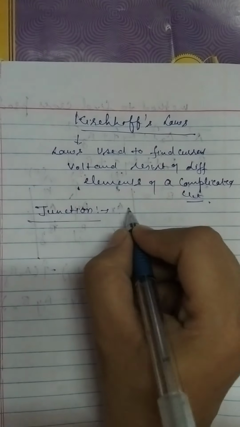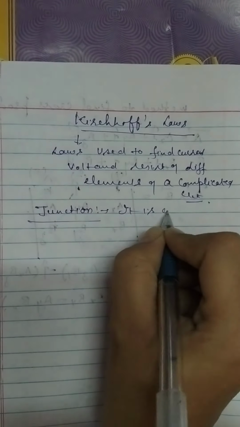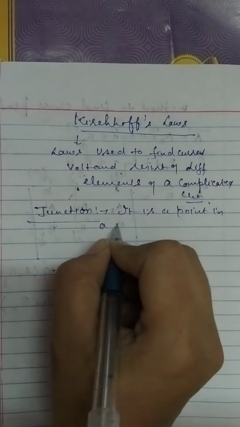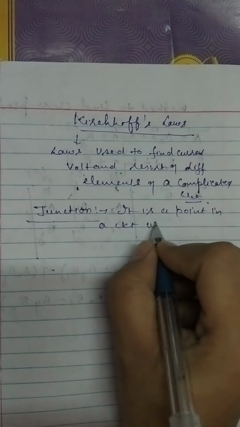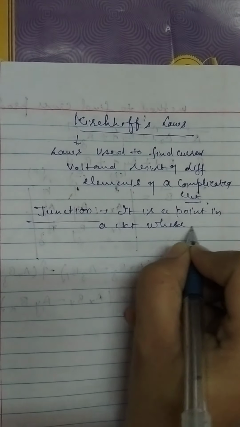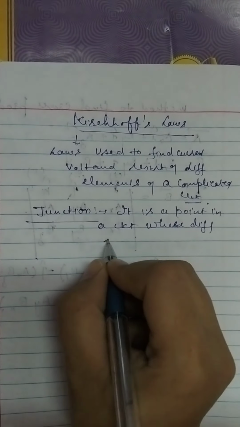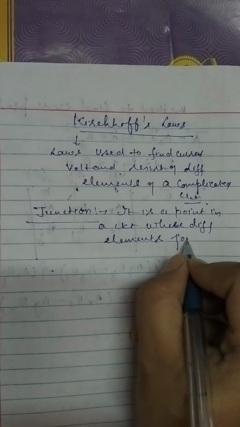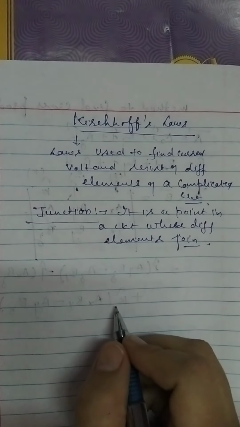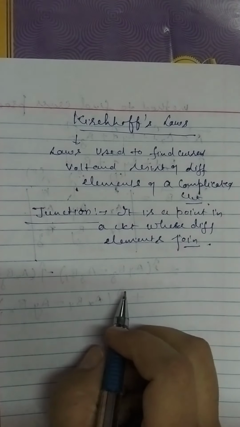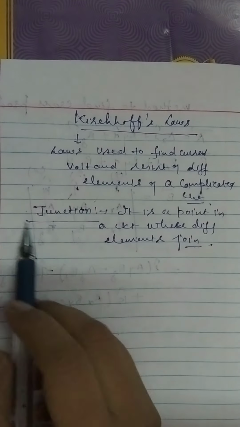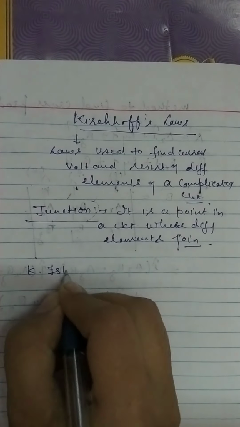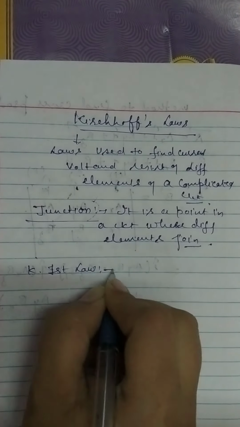It is a point in the circuit where different elements join. Right? This is basically a point in the circuit which is called a junction. Now there are two laws, Kirchhoff's first law and Kirchhoff's second law.